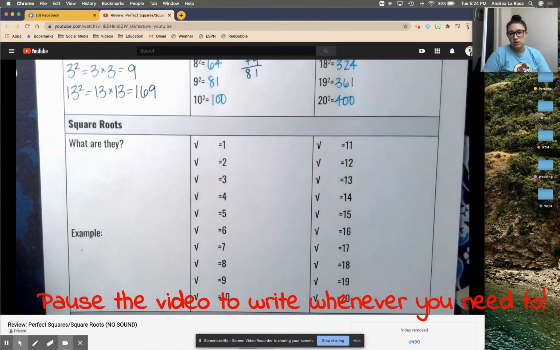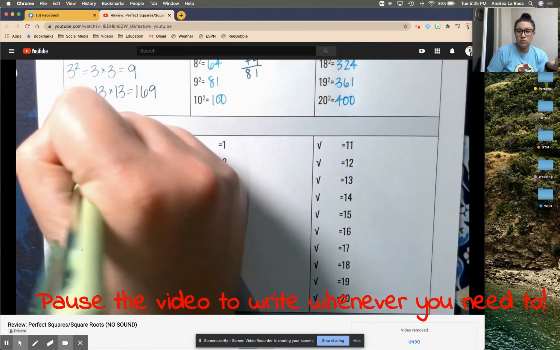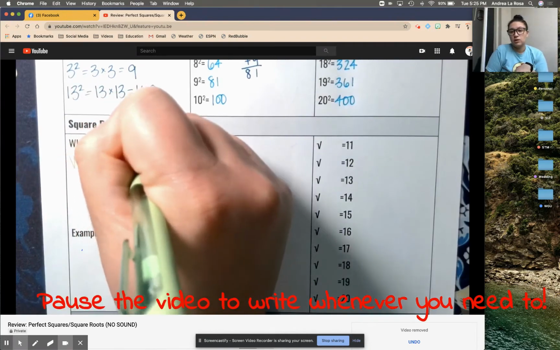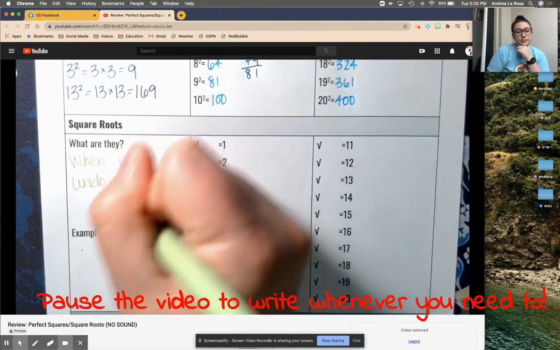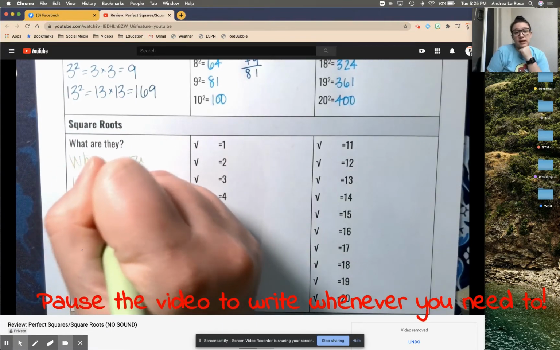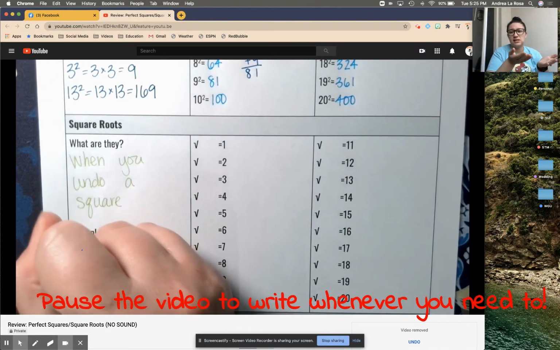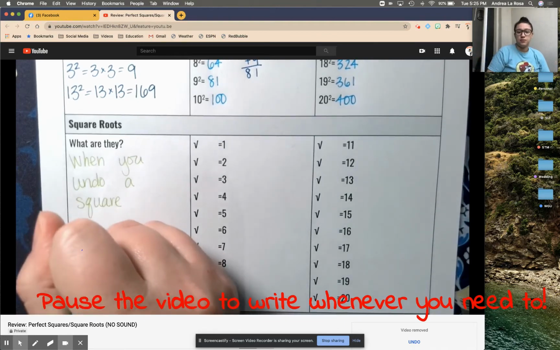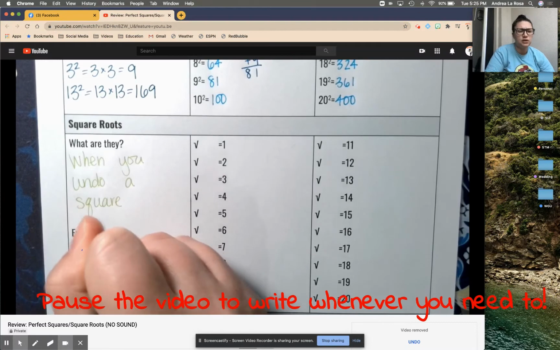What are square roots? A square root is when you undo a square. It's the opposite of squaring a number. So instead of me thinking, what is 3 times 3, I need to think to myself, if I have this one number, what times itself is going to give me that number?